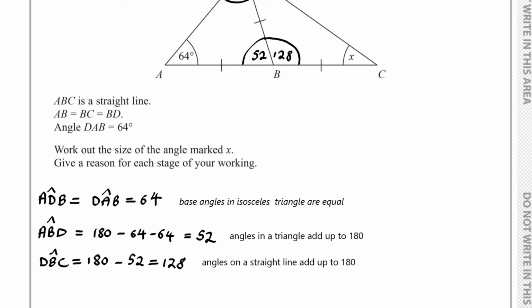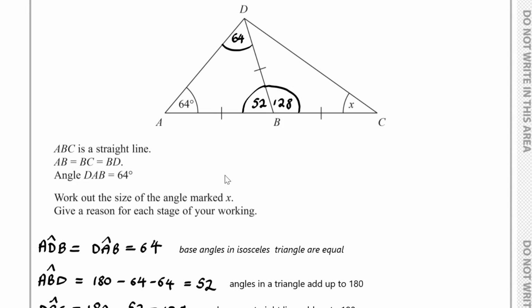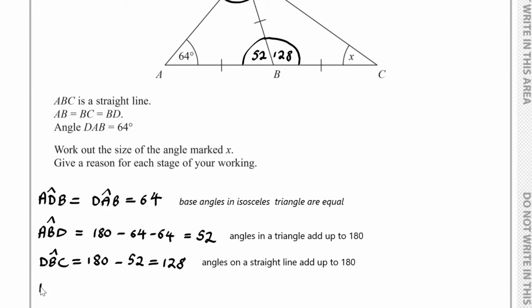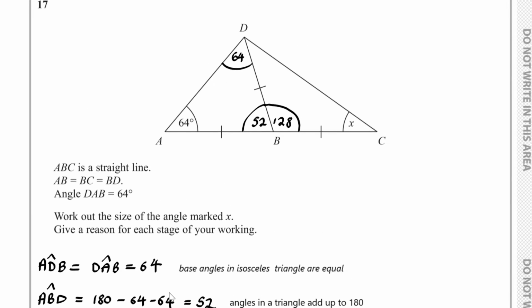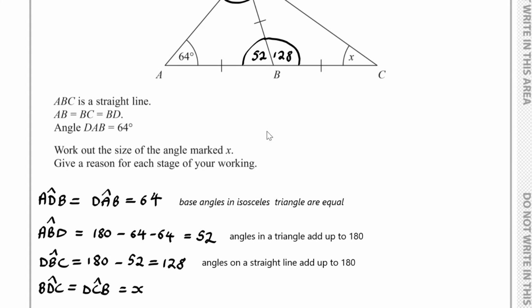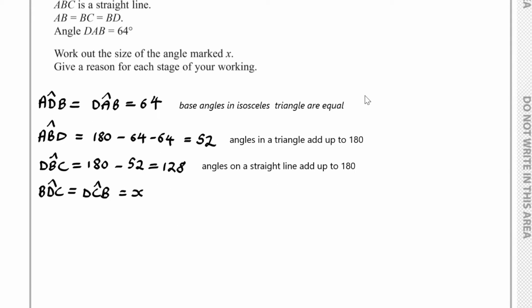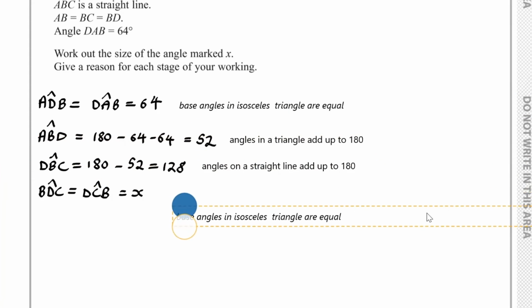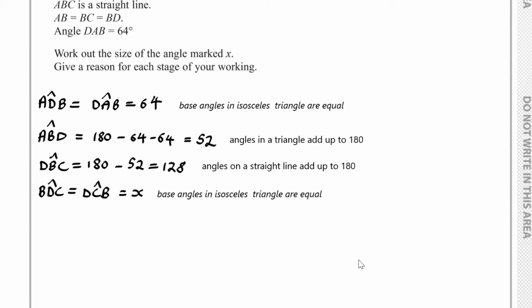And we can also see over here that the angle BDC is equal to the angle DCB, which is also equal to x. So this angle over here is x degrees. The reason for that is, again, the same as this reason over here. So let's just copy and paste this: base angles in an isosceles triangle are equal.